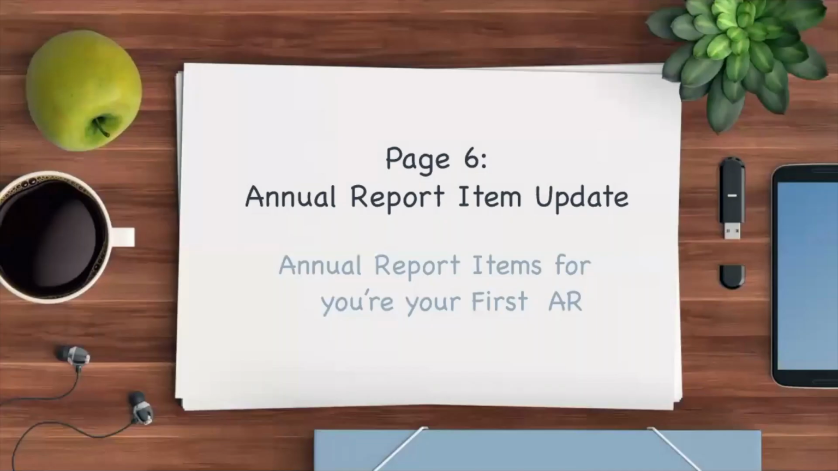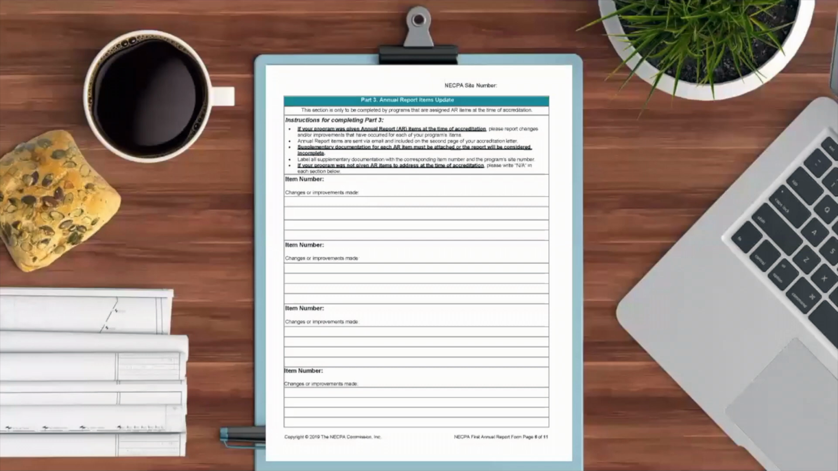Page 6, Annual Report Item Update. Annual Report Items for your first AR. Page 6 is where you're going to want to fill in any of the annual report items that were required to be submitted at the time of your annual report. This page will most commonly be required for centers submitting their first annual report.